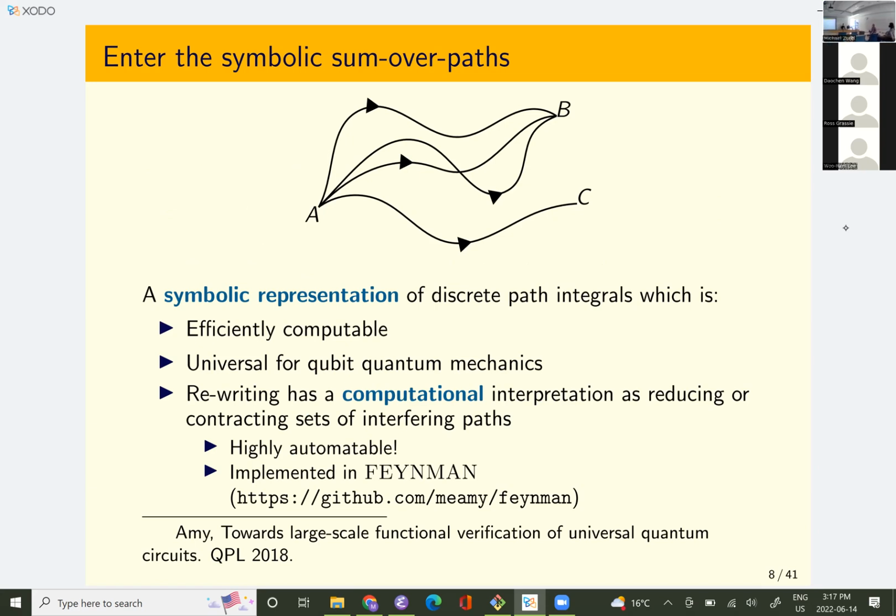A couple of highlights before I get into it. It's efficiently computable over most gate sets, so you can efficiently compute the symbolic representation, usually for circuits and channels. It's universal for qubit quantum mechanics, meaning you can represent any linear operators between even power dimensional Hilbert spaces, right? And rewriting is particularly nice because it has a directly computational interpretation. That's because rewriting follows by reducing interfering paths, which is the first example that we look at when we study quantum computation, and this model directly encodes that idea. So it ends up being highly automatable. And it's implemented in my software package, Finder.